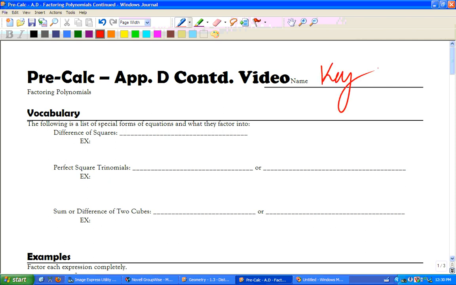Today we're going to be looking at more factoring, but we're going to be looking at special forms of factoring, when they follow a very specific form. If you remember, these formulas can be done really quickly.